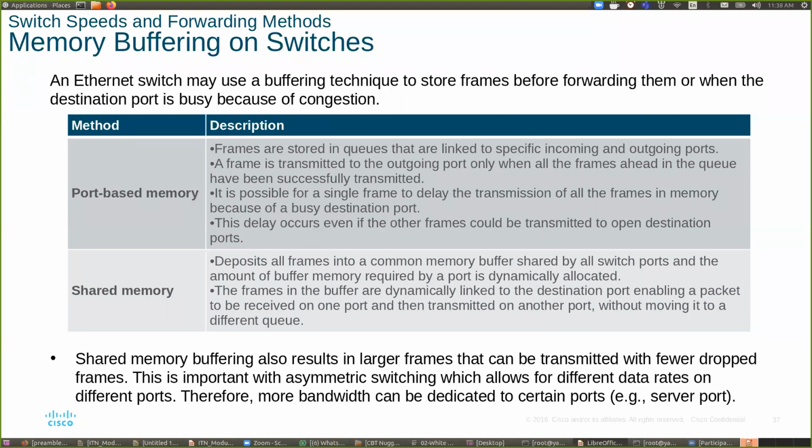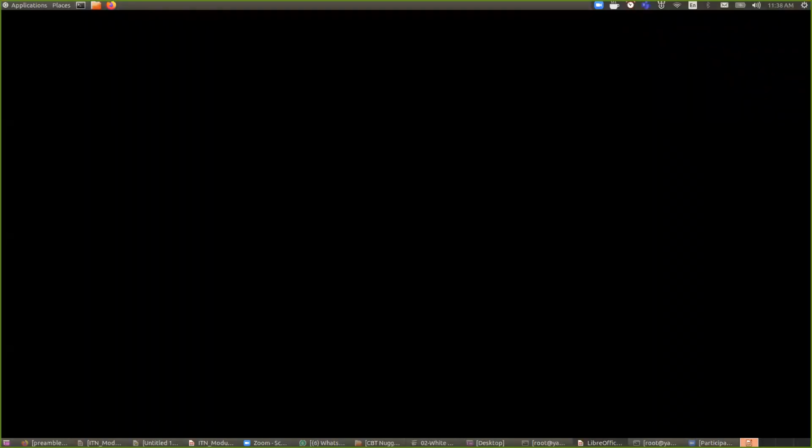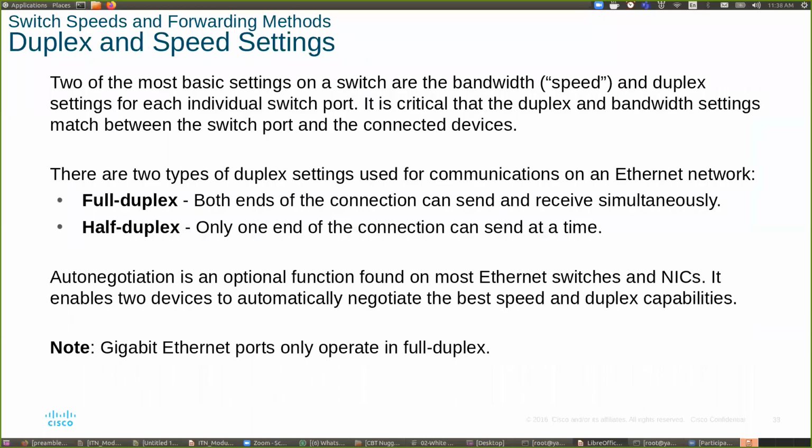So the switch also has a memory. That's what we're talking about, the buffer. You have two types of method, the port-based memory and the shared memory. The port-based memory is going to store a particular frame from a particular incoming port to a particular outgoing port. But the shared memory is going to store all the frames in one big shared memory before forwarding them. We will also look at this in the lab.